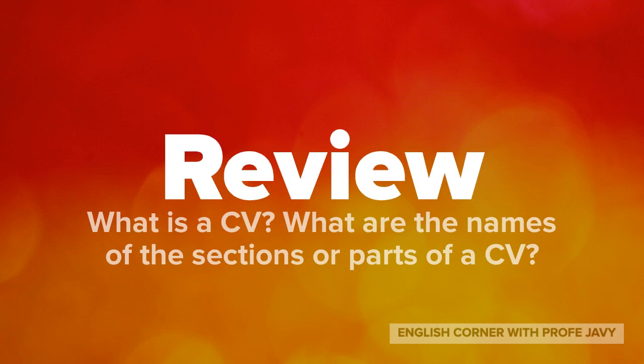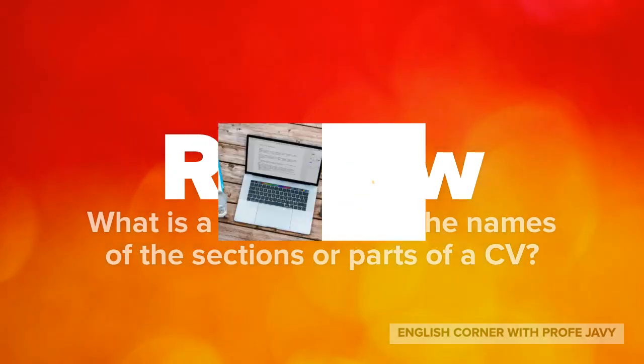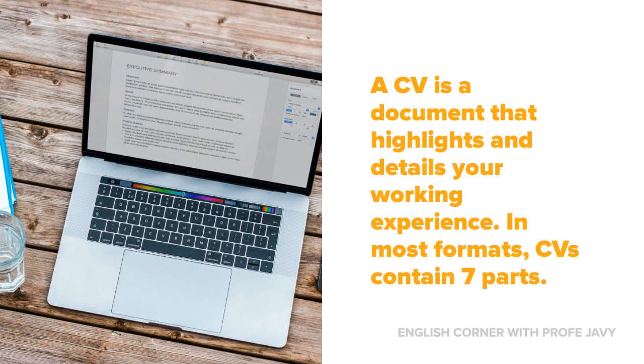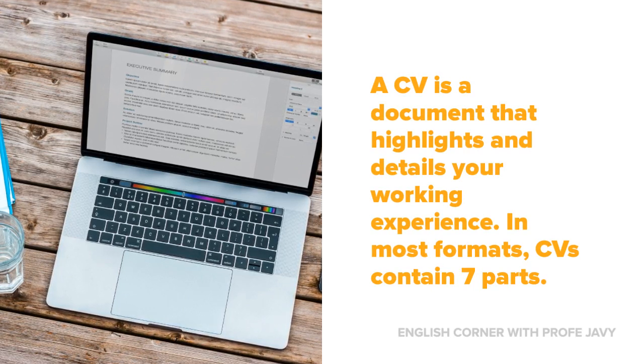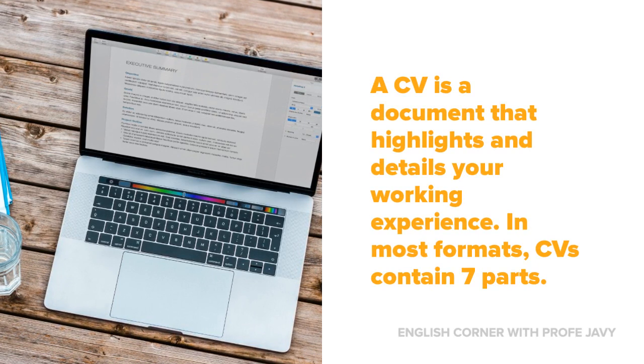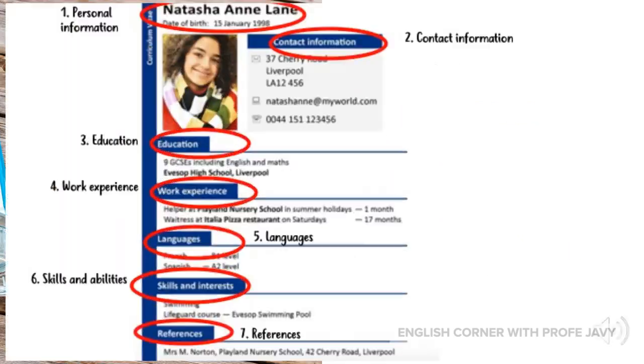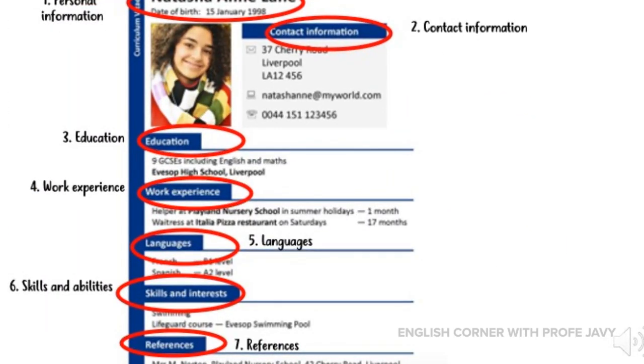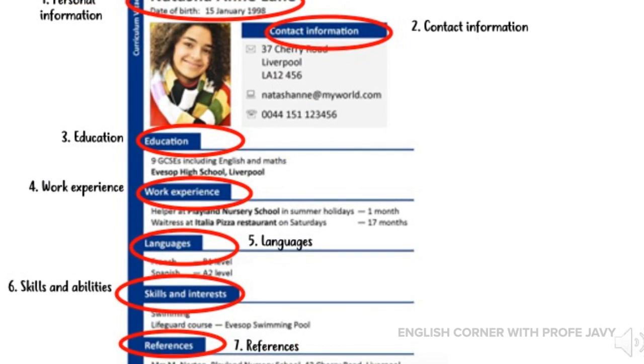Can you answer these questions? What is a CV? What are the names of the sections or parts of a CV? Remember that a CV is a document that highlights and details your working experience. In most formats, CVs contain 7 parts. According to the format that we saw on the challenge, we have 7 parts.